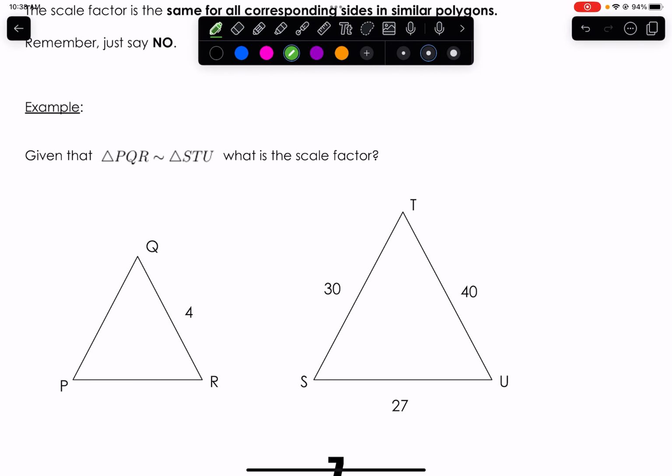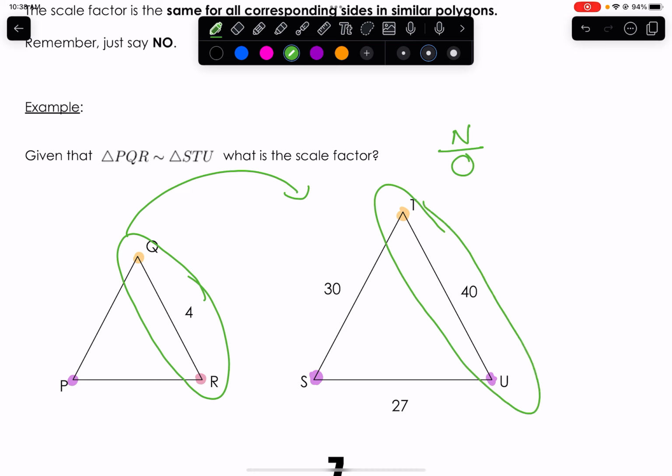Now if I tell you that the following triangles are similar and ask for the scale factor, you again just have to find a pair of corresponding sides and put our new over the original, right? So I'm given Q, R, and P. Q corresponds to T, R corresponds to U, and P corresponds to S. Here we're given 4 and 40. So our new is 40, our original is 4. So there is a scale factor of 10.